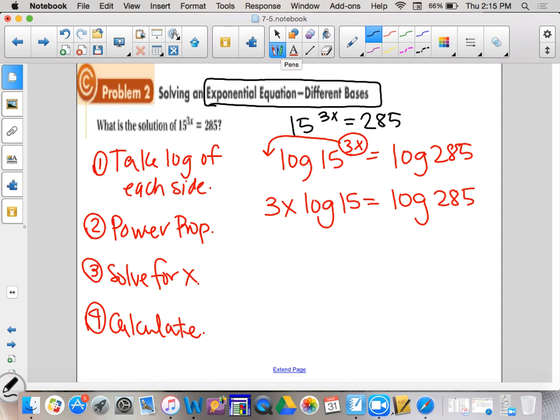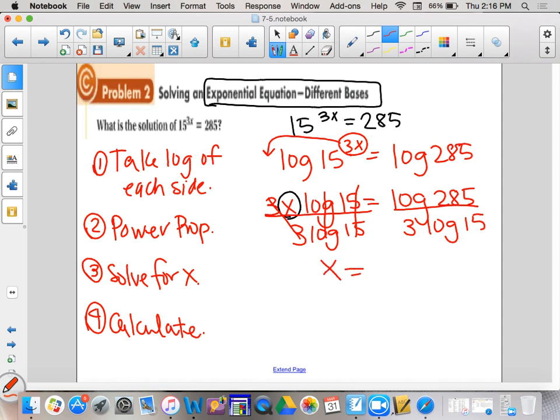Now, my third step is to solve for x. So I want this right here by itself. What do you think I'm going to do with the 3, the log, and the 15? Divide. Why would I divide it? Because all of these are multiplied together. 3 times x times log of 15 is all multiplied together. How do I undo multiplication? By division. So I'm going to divide by 3 log 15 here, and I'm going to divide by 3 log 15 here. So the 3's cancel out, the log cancels out, the 15 cancels out, and I'm left with x on the left-hand side.